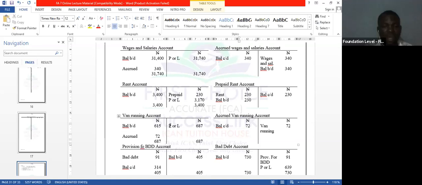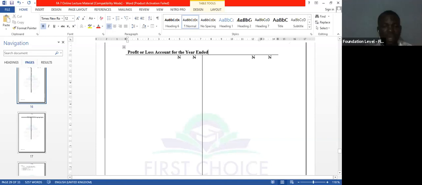So now let's go to our statement of profit or loss account. Now what are we preparing as at? As at 28th February. So we are preparing for the year ended 28th February, 2015. So that's what we are preparing.